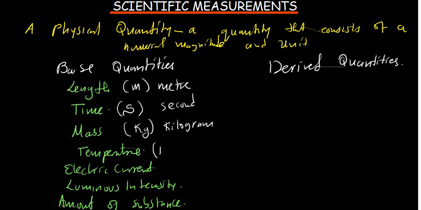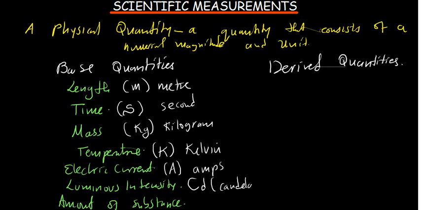Okay, so temperature, the SI unit is Kelvin. Temperature can also be measured in degrees Celsius, but the SI unit is Kelvin. If they bring it in the exam, the SI unit for electric current is amps, ampere. The SI unit for luminous intensity is candela. So you use C and small d. That is candela. The SI unit for amount of substance is a mole. So the symbol is just MOL.